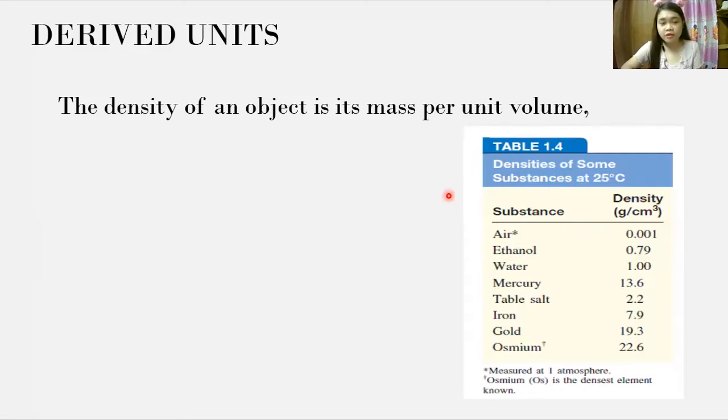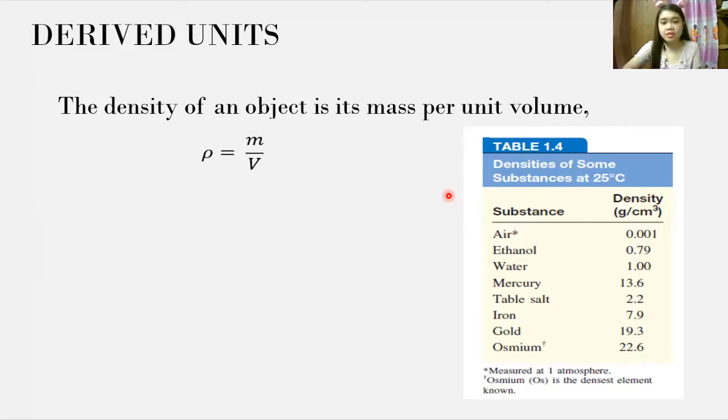Also, another example of derived unit is density. This is defined as the mass per unit volume of a certain object. Usually, density is a physical property of a certain substance. It doesn't matter how much the quantity of the substance is; the mass and the volume can vary, but the ratio, or the density, will always be constant for a certain substance.